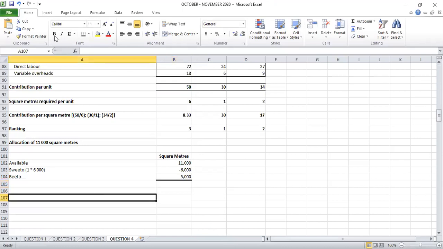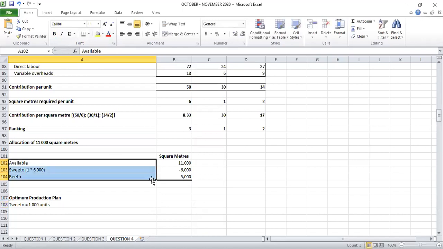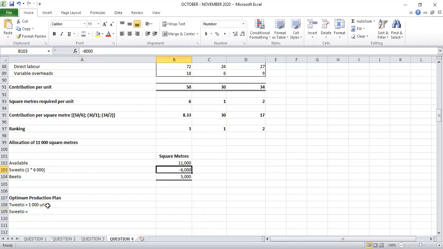Right. So our optimum production plan. Sweeto, considering that okay, so we'll start with the Sweeto. Sweeto will only produce 1,000 units for the special order because it didn't have any other resources allocated. Right. Sweeto, considering that it got all the square meters that it required, we are going to produce all the units of Sweeto that are required, which is the 6,000 plus the 1,000.